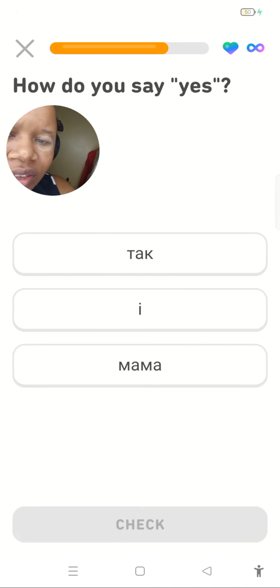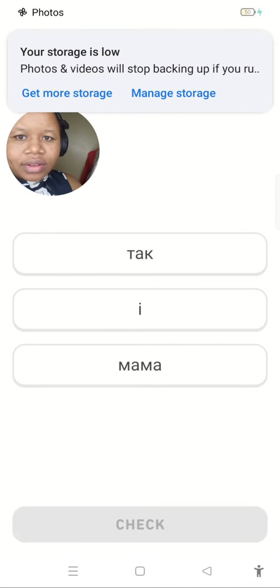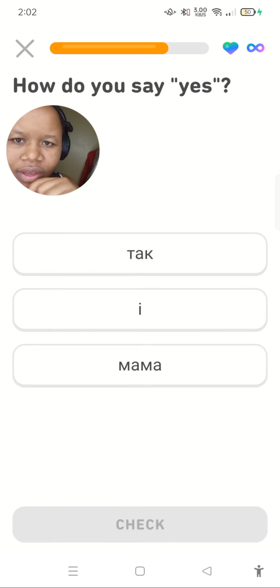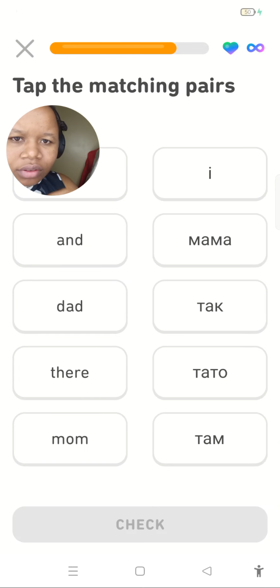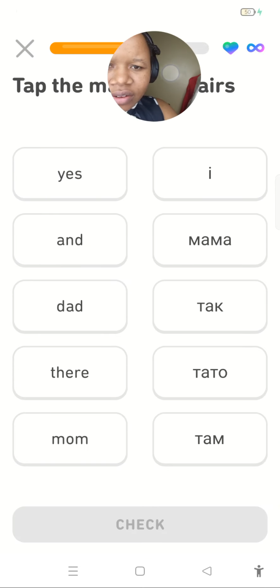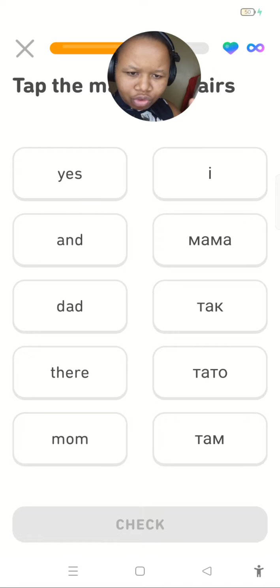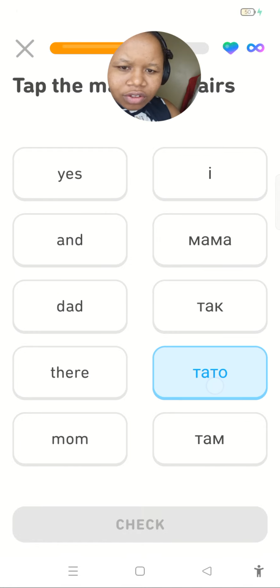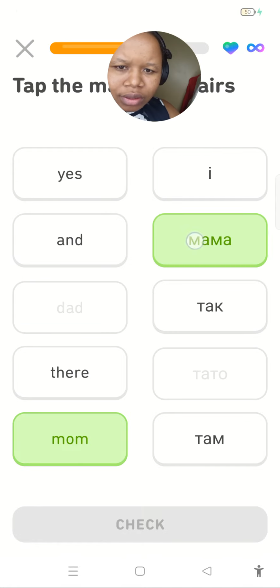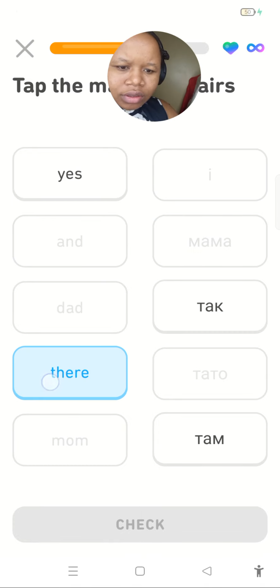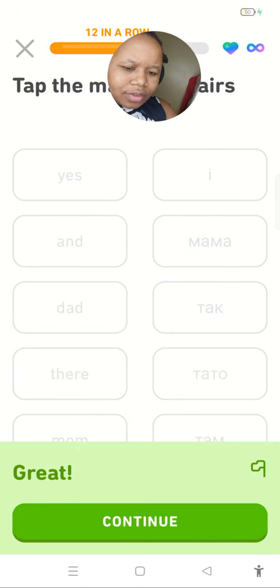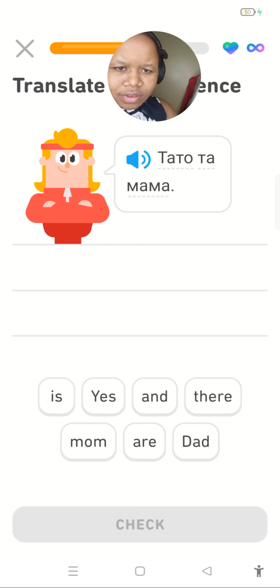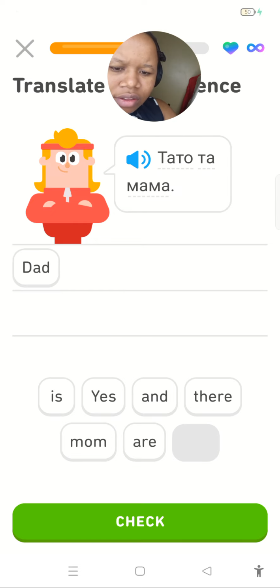Then, how do you say yes? Sorry. How do you say yes? Yes is tak. Tap the pairs again. It's a way to jog your mind, to remind yourself. So tato, mama, and, tam, tak. Same words but different spaces. So tato ta mama is dad and mom.